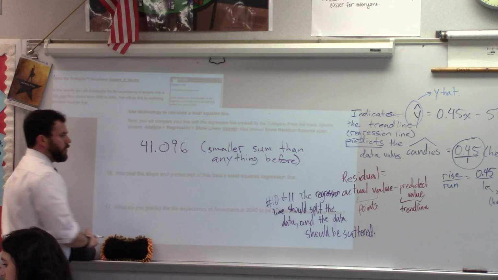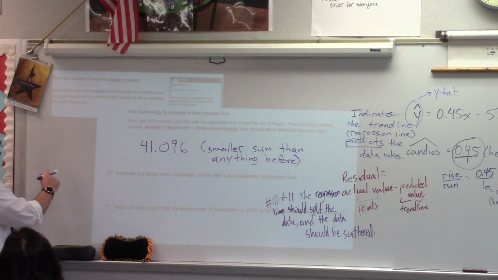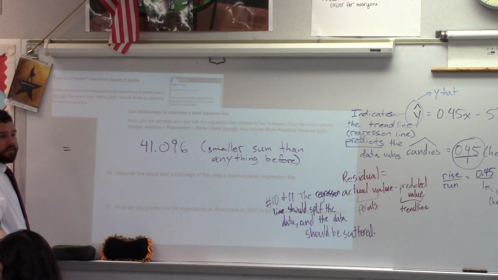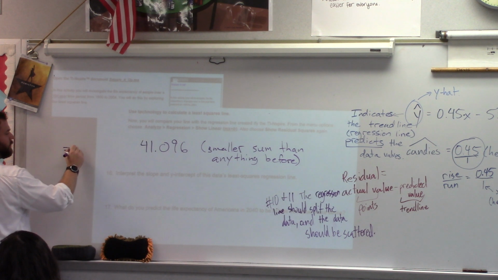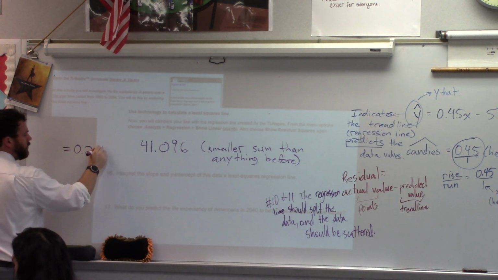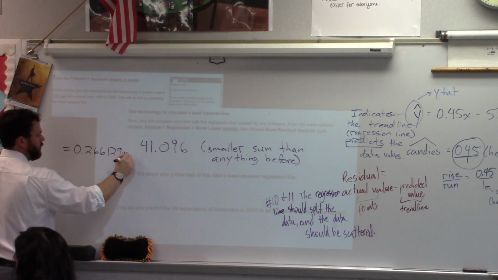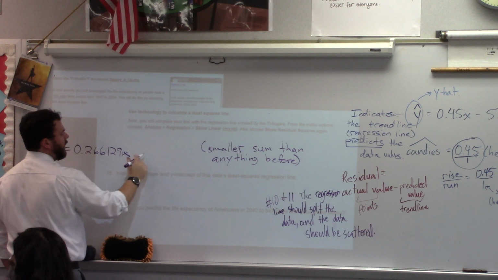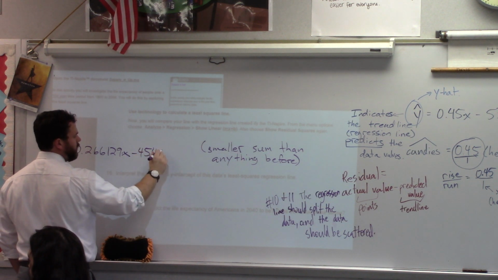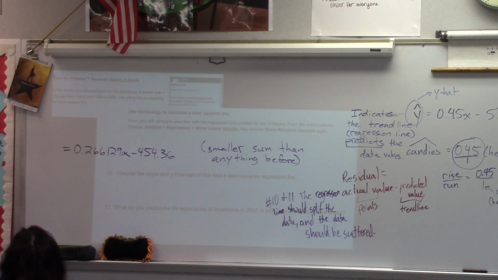Okay? So I want to remind you, we got a slope and a y-intercept. Can someone read off that equation for me? From the calculator, the least squares regression line. 0.266129 times x. I think it's plus a negative, right? So minus 454.36.